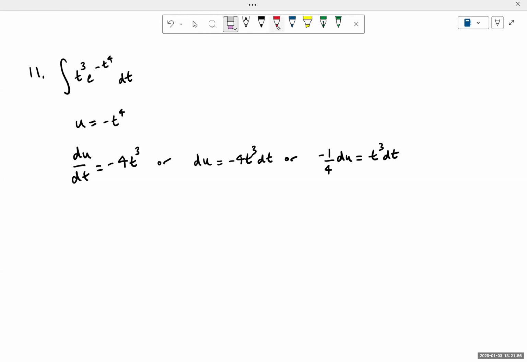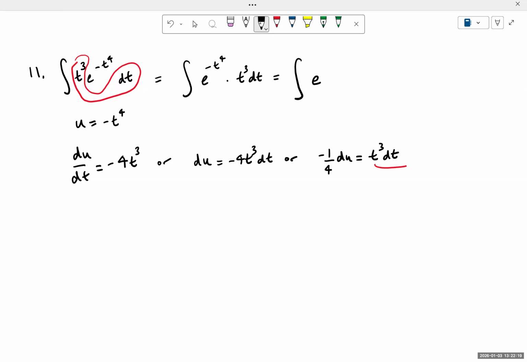So here, this t cubed dt, you have it here, right? So I can rewrite this as e to the minus t to the fourth times t cubed dt. And then I'm just going to shove that right in there. So I've got e to the u times minus 1/4 du. And now I'm basically done.